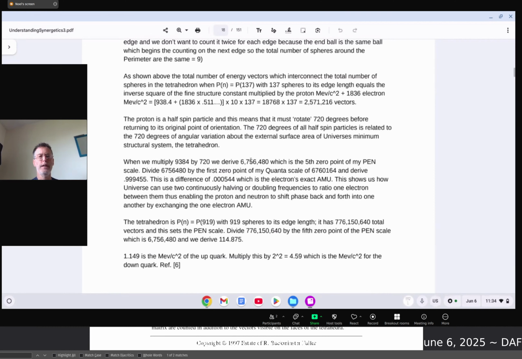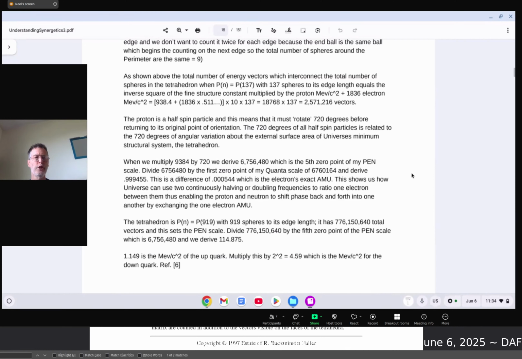We get this number here. This is the fifth zero point of my Penn scale. I only showed you one of my scales, that's the alpha scale. Now, when you divide this number by the quanta scale's zero point, you derive 0.999455, and this is the difference of 0.000544, which is the electron's exact atomic mass unit.